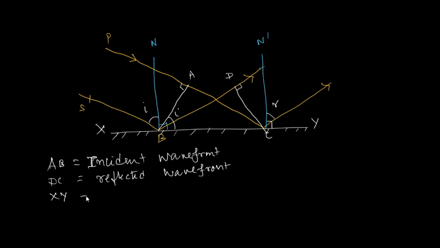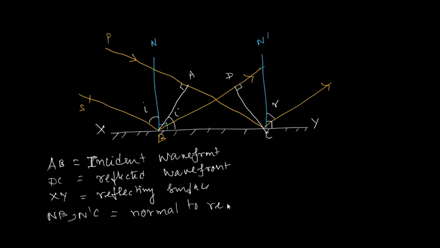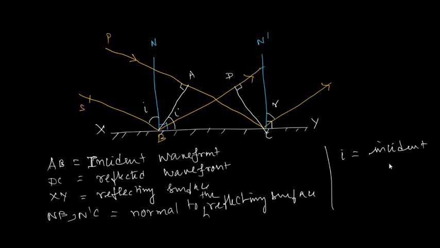XY we already know, that is the reflecting surface. NB and N dash C, they are the normals. Normal means the hypothetical 90 degree line. Normal to the reflecting surface XY. Okay, and I is the incident angle or angle of incidence, and R the reflected angle.